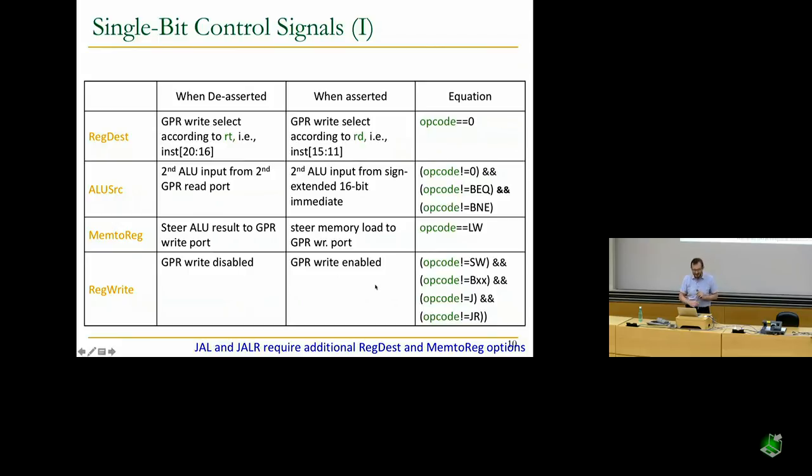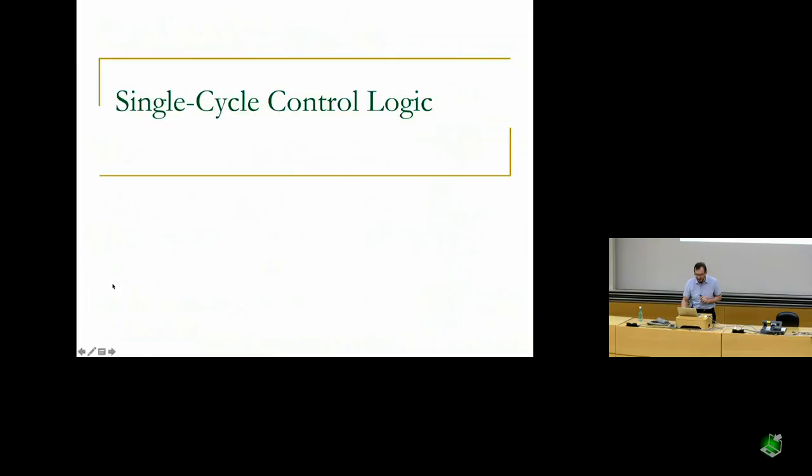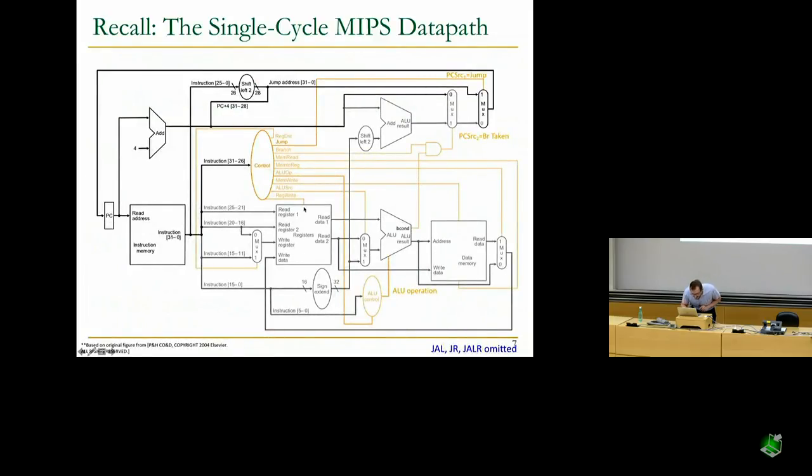Everything else writes to a register, which means that your register write signal should be set to 1. So let me go back again. Register write signal is over here. It's basically the write enable signal for the register file, and you should set it only if the instruction is supposed to write to a destination register.